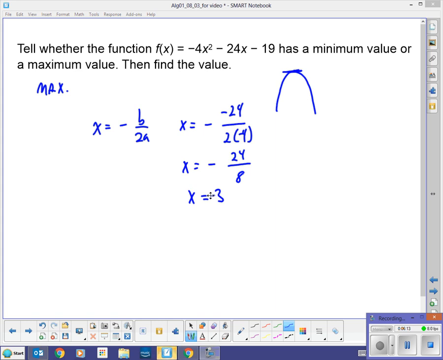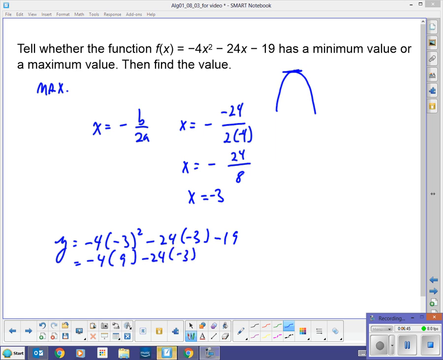So my axis of symmetry is negative 3, and then to find that maximum value, I'm going to have to just go ahead and plug that negative 3 into x in the original equation. So negative 4 times negative 3 squared minus 24 times negative 3 minus 19. Okay, so negative 4 times 9 minus 24 times negative 3 minus 19.